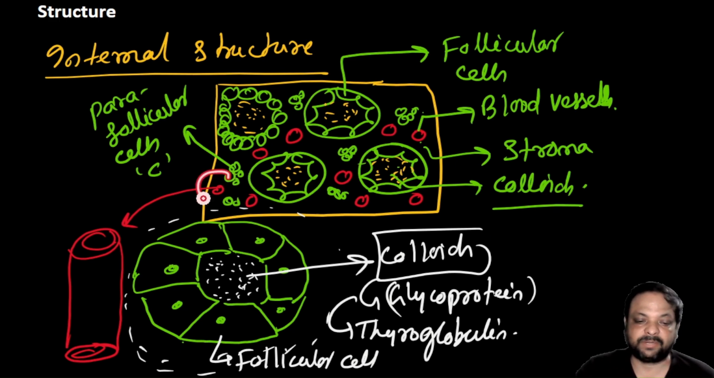So, got it? Here are the blood vessels, and near the blood vessels we find these follicular cells, and inside them we find the colloids, and outside the stroma is present. I'll discuss that later. Parafollicular cells we'll discuss later.